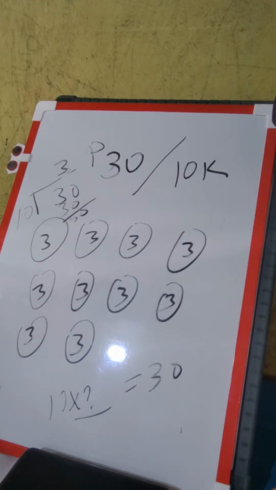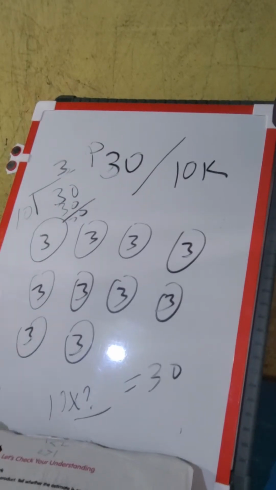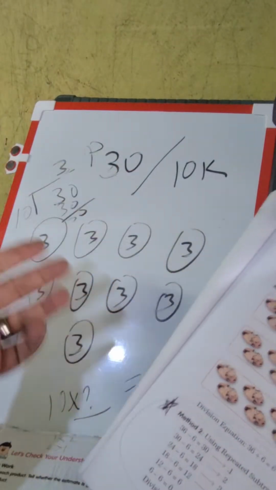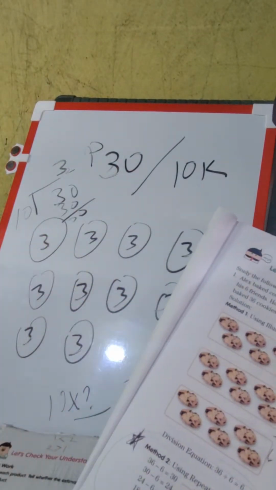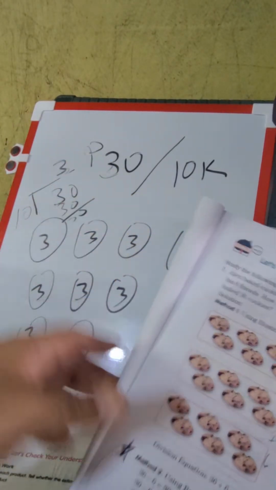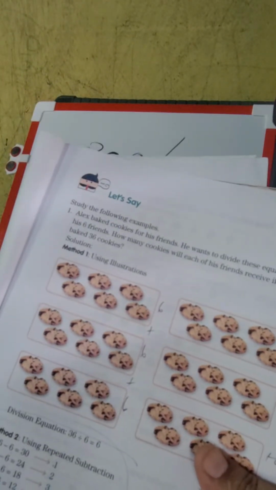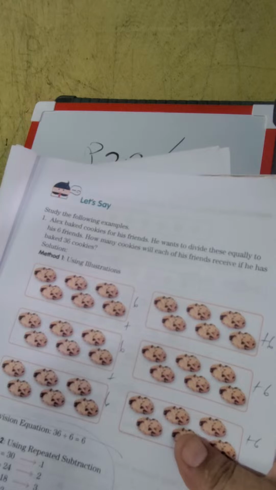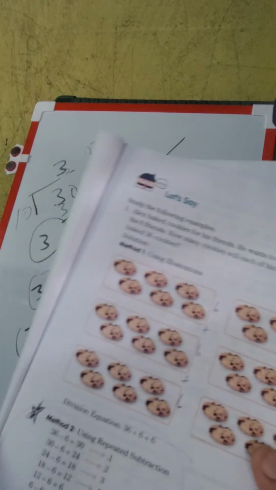So we're going to do more. Right here, it's just the drawings basically is what I was doing with these right here. And I'm trying to do what he would understand. Like instead of product or whatever, pesos, which is what they use here in the Philippines. This drawing here is cookies. This problem here says Alex baked cookies for his friends. He wants to divide these equally among 6 friends. How many cookies will each of his friends receive if he baked 36 cookies?